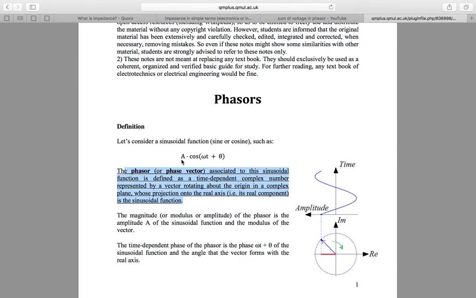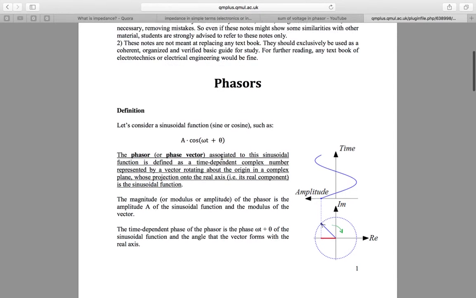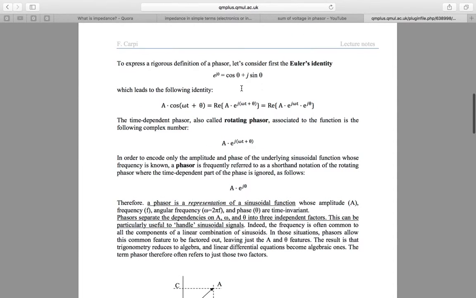And this is the general form where A is the amplitude, omega is the angular frequency, and t is the time, and phi usually is the angle, and the Euler's identity. But all you have to remember is that the phasor can be written as this, where A is the magnitude and theta is the angle.